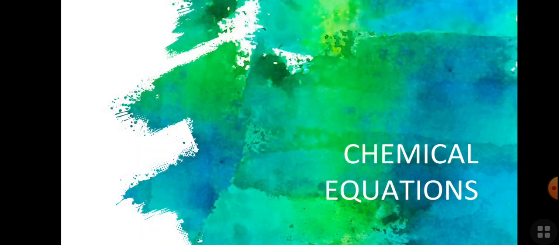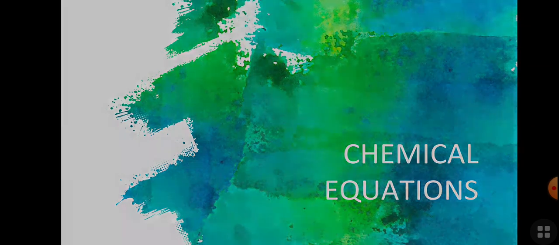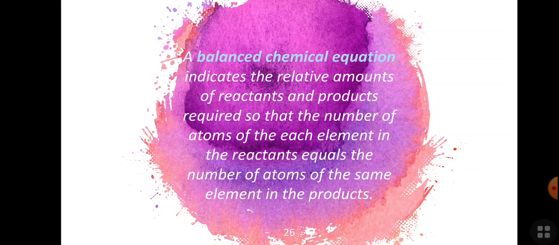Next one, we have the chemical equations. As I said earlier, with chemical equations we will be dealing with balancing chemical equations and, at the same time, the different patterns of chemical reaction. A balanced chemical equation indicates the relative amounts of reactants and products required so that the number of atoms of each element in the reactants equals the number of atoms of the same element in the products. So the number of atoms on the reactant side and the product side must be the same.